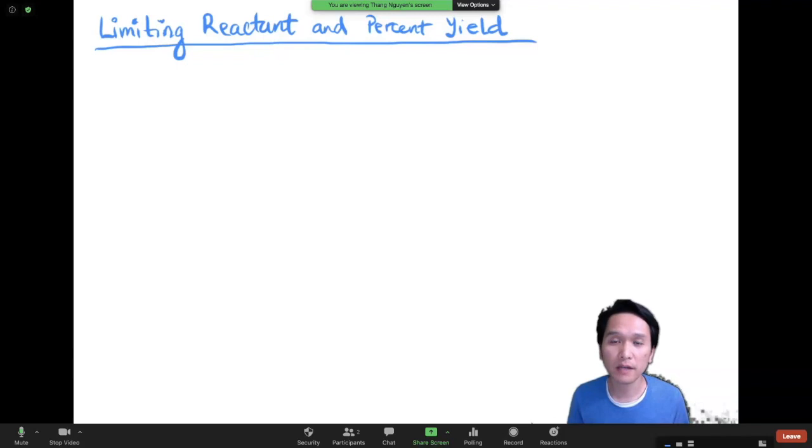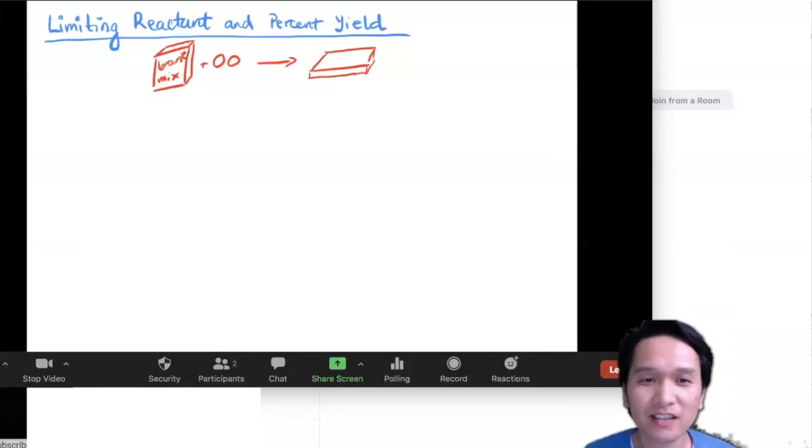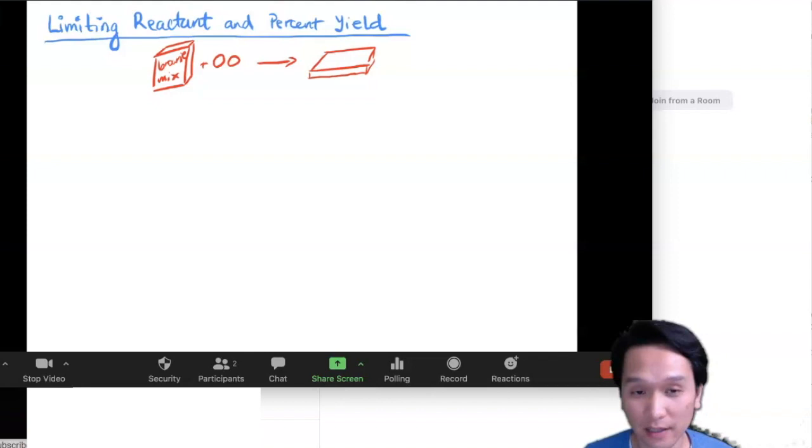Oftentimes in a chemical reaction, one reactant will run out first. That reactant is called the limiting reactant. It is the reactant that will determine the amount of product you get at the end. And then one or more of the other reactants will be left behind, what we call in excess, left over. To understand this on a more intuitive basis, let's go back to our brownie example.